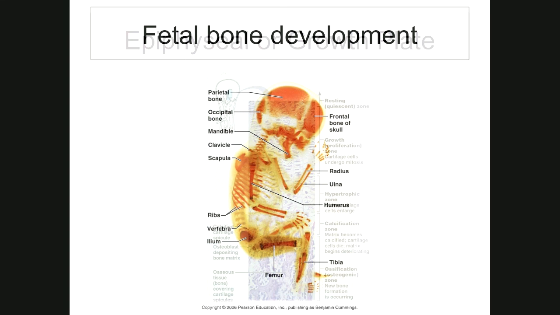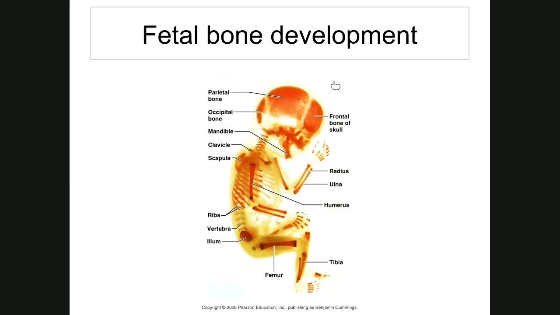This picture here is just showing how much is cartilage. These are little cartilage areas here that are becoming ossified here. So you can see that fetuses are not completely ossified yet. They're slowly becoming osseous.